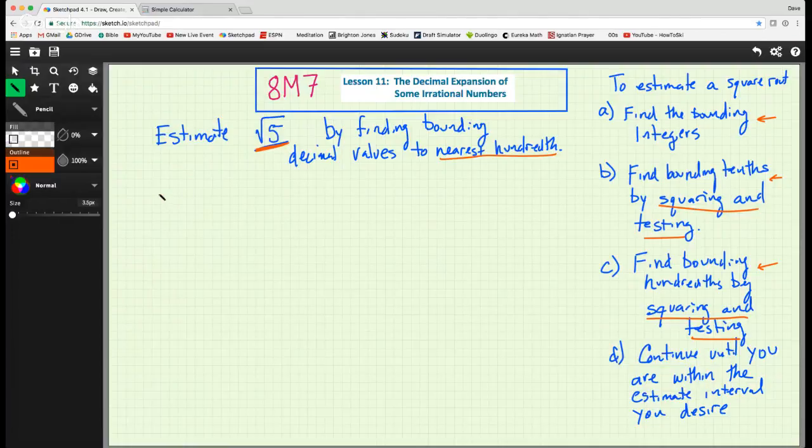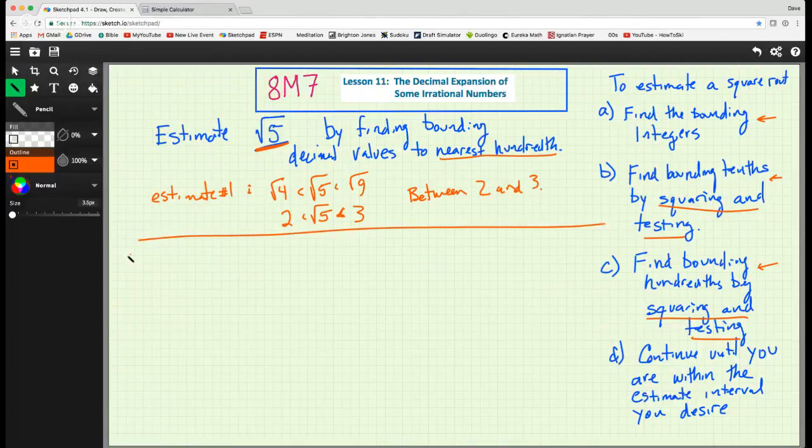Okay, so let's find estimate number 1. Estimate number 1 should be easy for you, because the square root of 5 has to be between the square root of 4 and the square root of 9, right? So we know that it's between 2 and 3. Now what we're going to do is start on estimate number 2. Estimate number 2 will go to the nearest tenth.